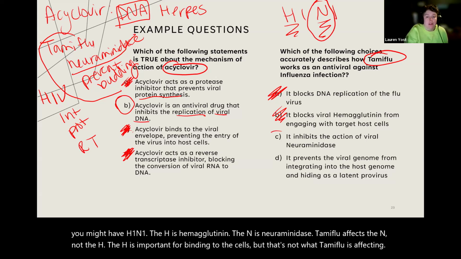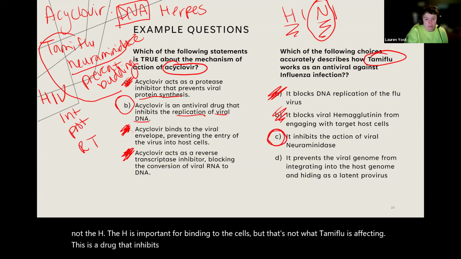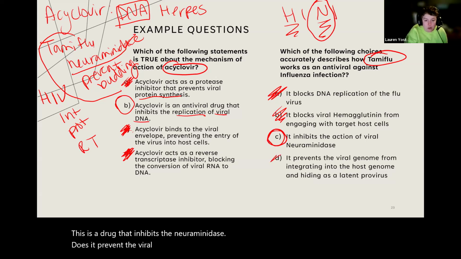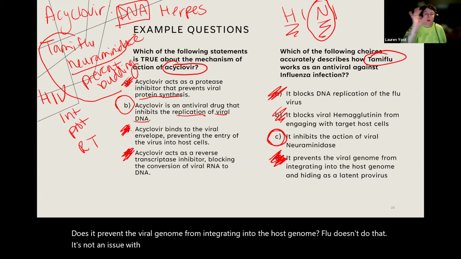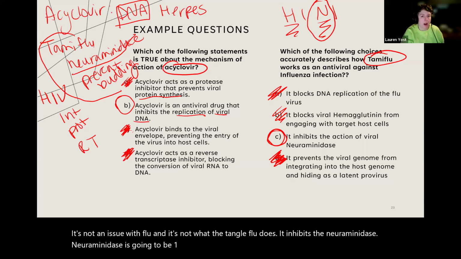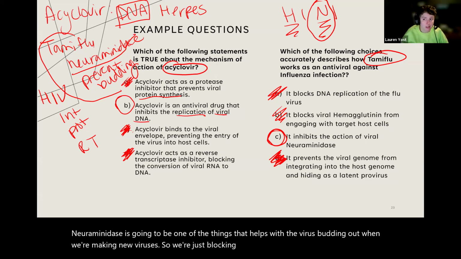This is a drug that inhibits the neuraminidase. Does it prevent the viral genome from integrating into the host genome? Flu doesn't do that, so that's not an issue with flu, and that's not what Tamiflu does. It inhibits the neuraminidase. Neuraminidase is one of those things that helps with the virus budding out when we're making new viruses. So we're just blocking it from making new viruses.